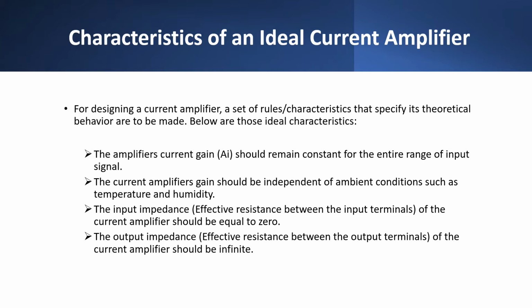Characteristics of an ideal current amplifier. For designing a current amplifier, a set of rules that specify its theoretical behavior are to be made. Below are those ideal characteristics. The amplifier current gain should remain constant for the entire range of input signal. The current amplifier gain should be independent of ambient conditions such as temperature and humidity. The input impedance of the current amplifier should be equal to 0. The output impedance of the current amplifier should be infinite.